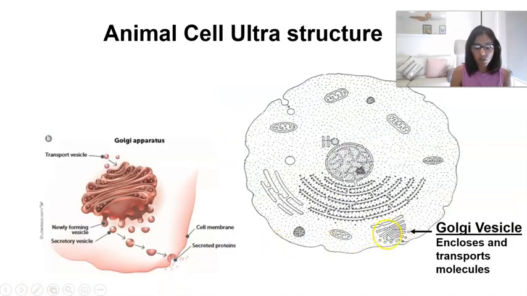So we talked about the Golgi body, and I've just touched on the Golgi vesicles, and just to show you that here in this diagram, the Golgi vesicles enclose that ready-made protein, and it transports it outside the cell.